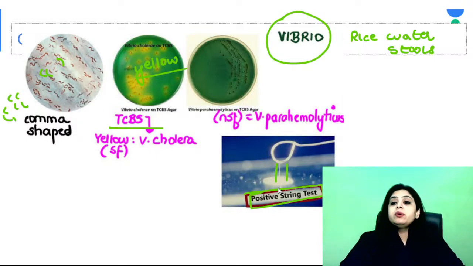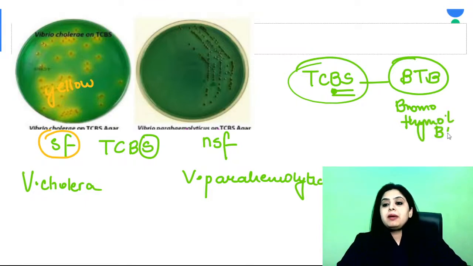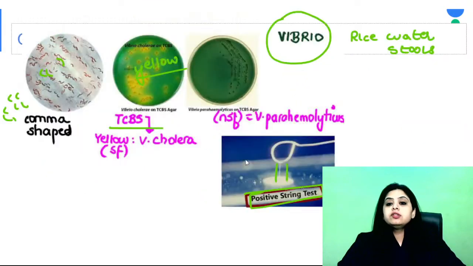Dr. Praniti, we've been doing this from the beginning. BTB is bromothymol blue. It's an indicator. Bromothymol blue. That is what BTB is. Is that okay? So coming back, yes, it shows you the string test also.